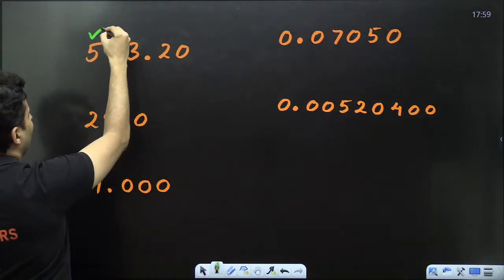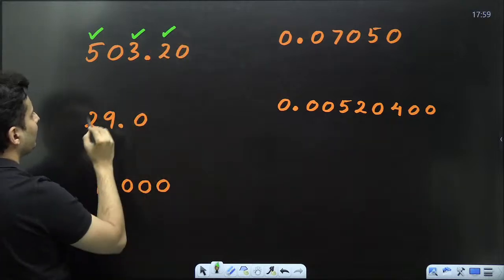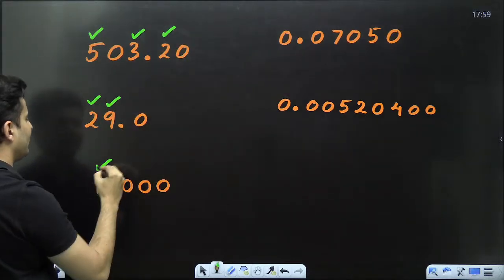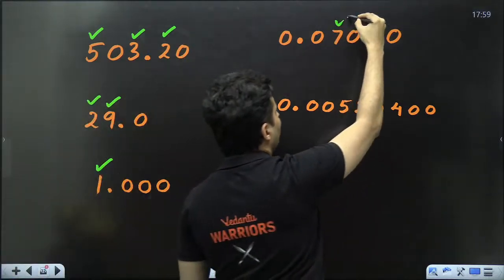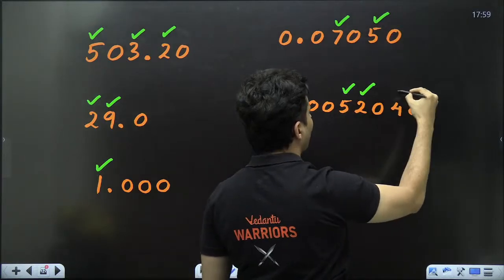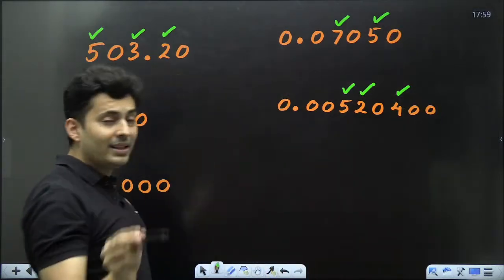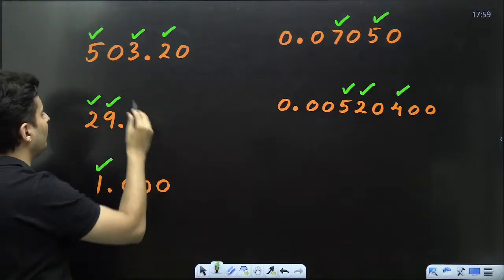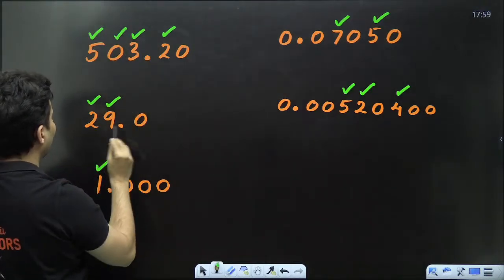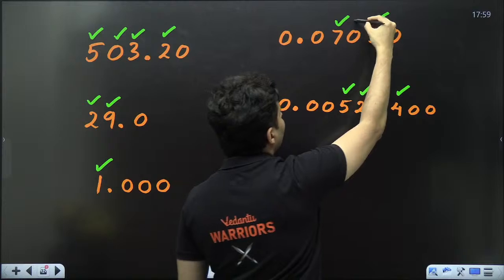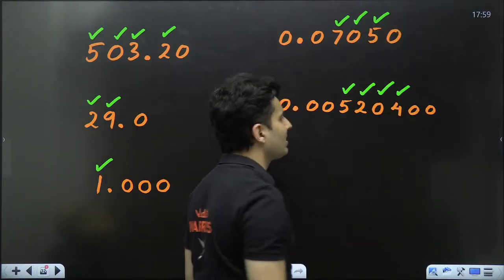All the non-zeros are always significant, keep that in mind. Non-zero numbers over here are always going to be significant. All the zeros in between two non-zeros are always significant. So this 0 is significant, nothing here. This 0 is significant, even this 0 is significant.